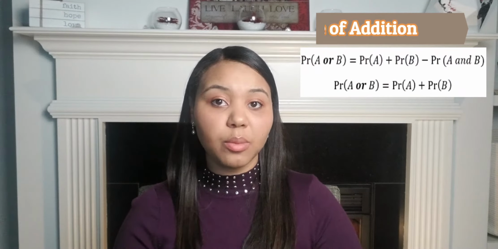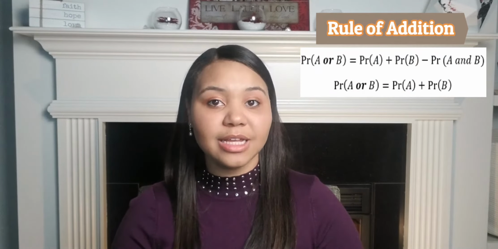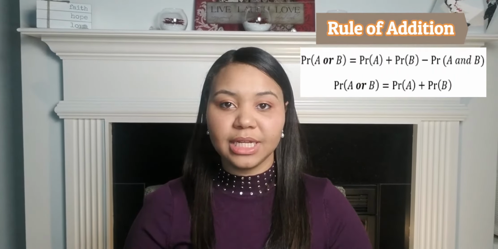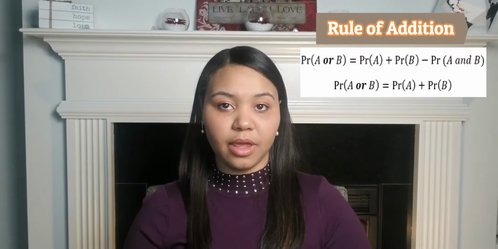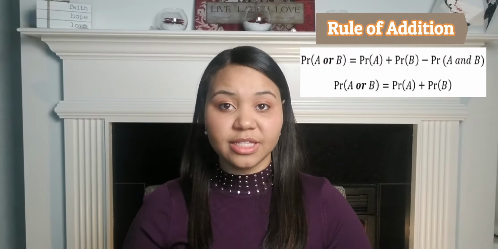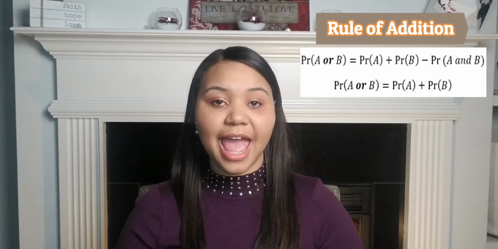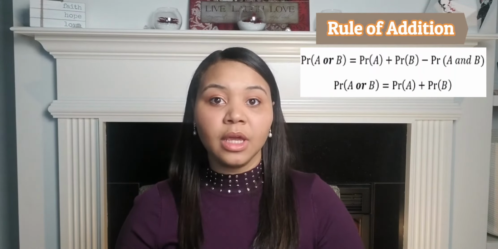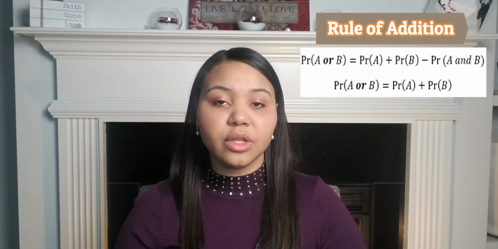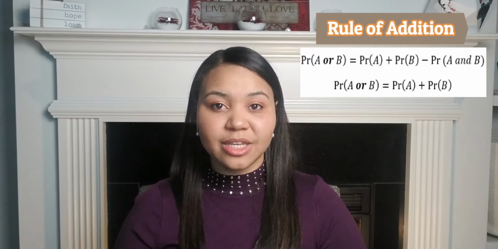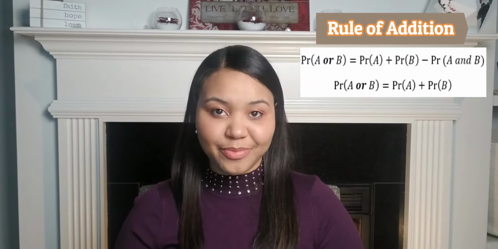Rule of addition. The probability of event A or event B is equal to the probability of event A plus the probability of event B minus the probability of both events A and B occurring. If events A and B cannot happen at the same time, or as we discussed, A and B are mutually exclusive, then there's no intersection, so the probability of events A or B is equal to the probability of A plus the probability of B.